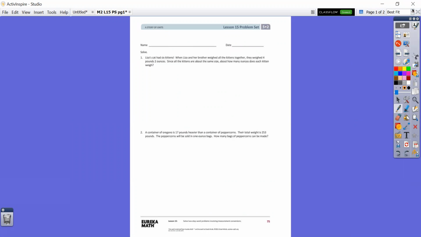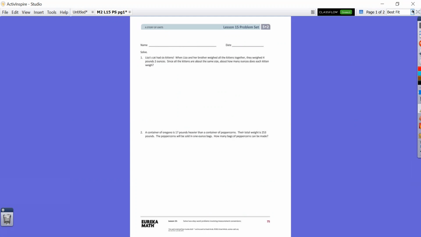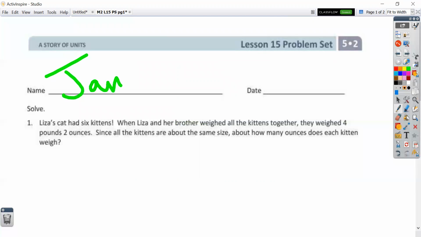Let me zoom in. Fit to width. All right. My name on it. I can already tell that my pen tool is a little too fat, so let me change that. All right. So it just says solve.